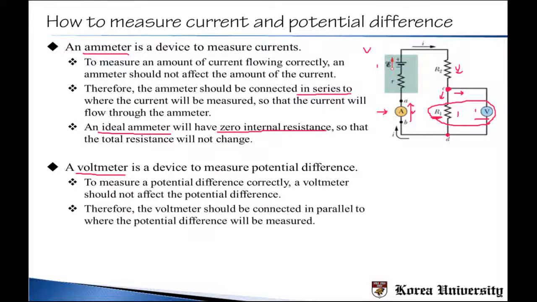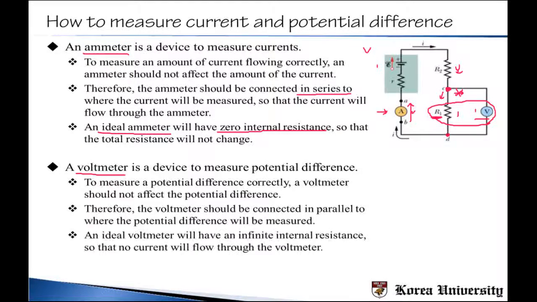So effectively, you have to block this current from flowing into the voltmeter. Then what do you have to do? Similarly, you can say that the ideal voltmeter will have infinite internal resistance so that no current will flow through the voltmeter. Okay, this is the case of the ideal voltmeter. But of course, again, in real life, a real voltmeter will have some resistance, actually smaller than infinite. So if you make a good voltmeter, it will have a very large internal resistance.